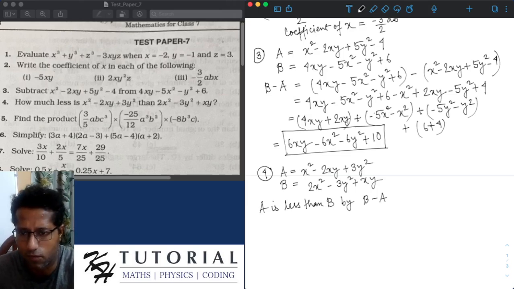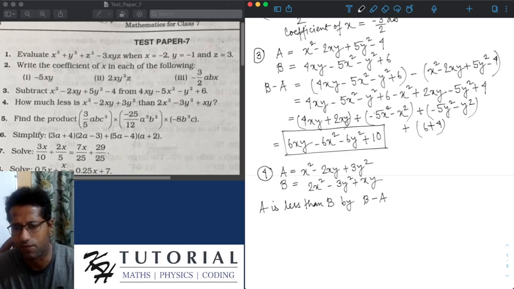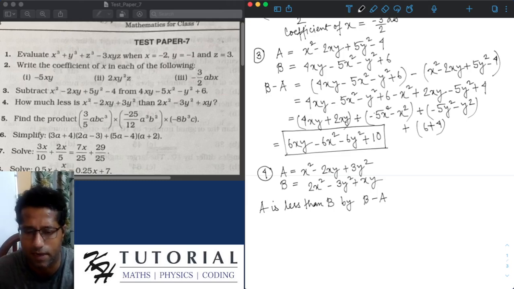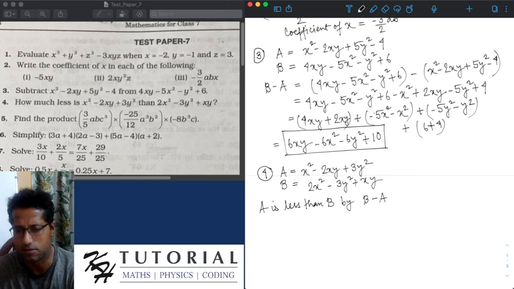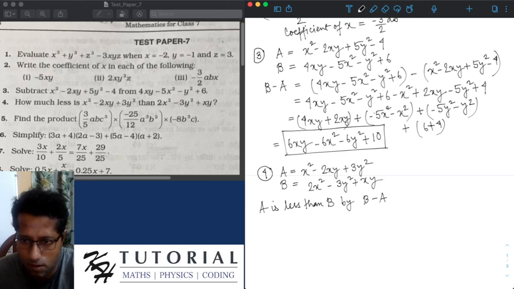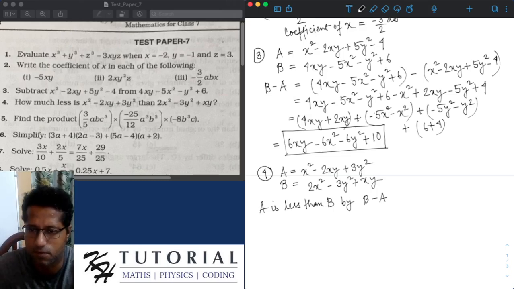So we know that for any two numbers A and B, if A is smaller than B, then A is smaller than B by B minus A. It is the difference of the greater number and the smaller number. So in this problem, algebraic expression A is less than algebraic expression B by B minus A. So we have to find B minus A.